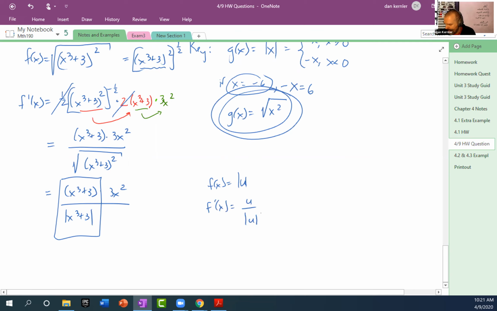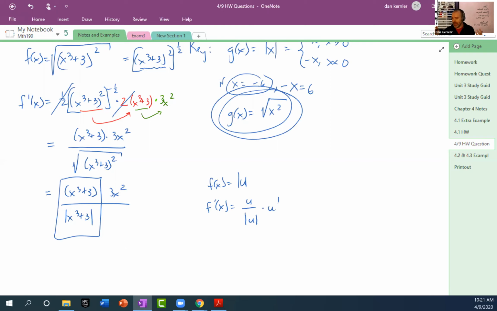U over the absolute value of u times u prime. And you can prove that if you like. And the question for yourself is, is that a formula that's worth memorizing? It will always work, but is it worth memorizing or not? And I can't answer that for you.